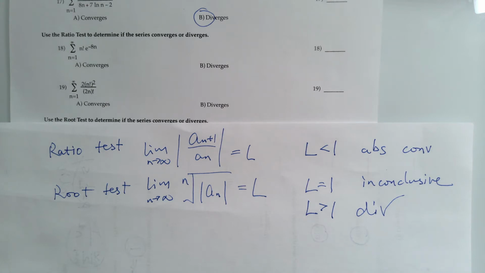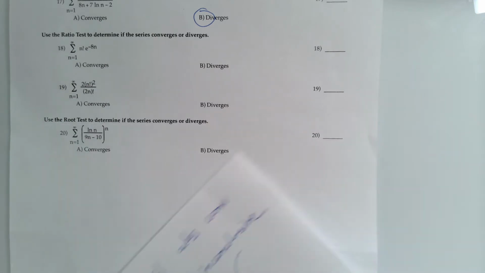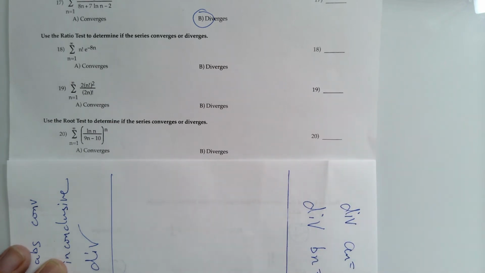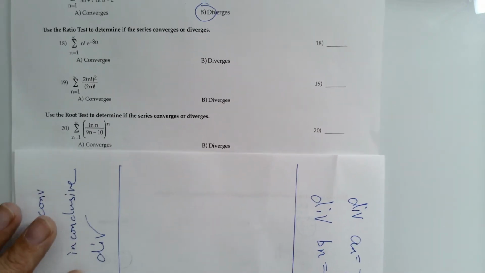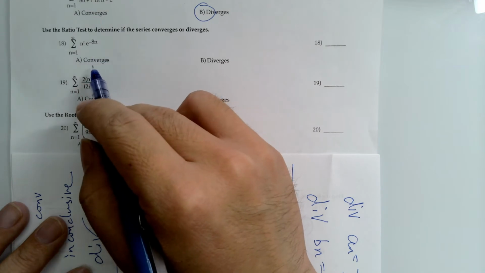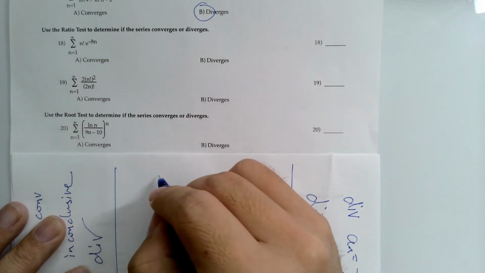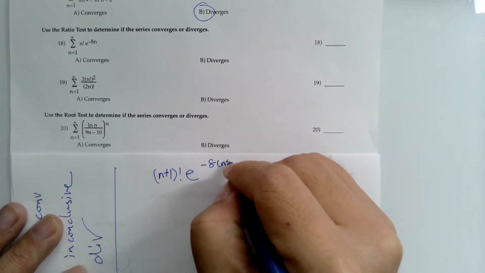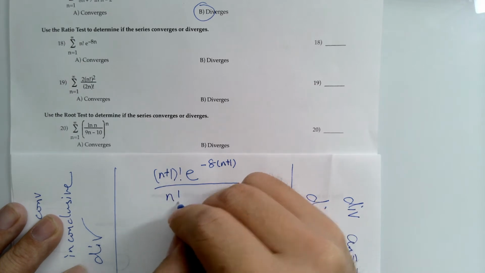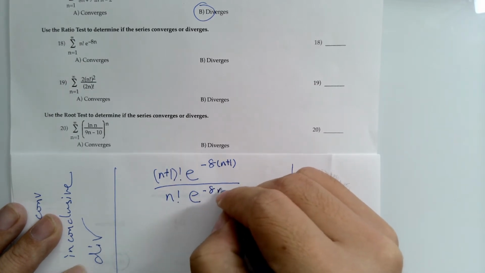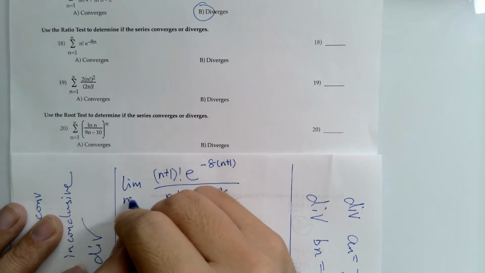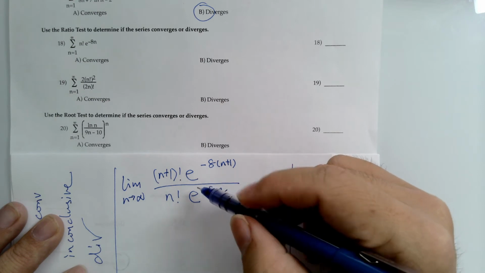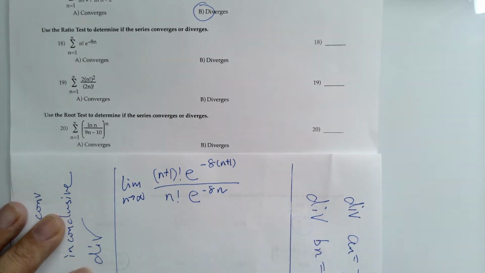Yeah, so let's use this test to work on some problems. Trying to save some space. Number 18. a_n is here. So a_(n+1) is going to be (n+1) factorial e to the power negative (n+1) over n factorial e to the negative 8n. Take the limit as n goes to infinity. I did not put the absolute value sign because this term is positive, so no need.